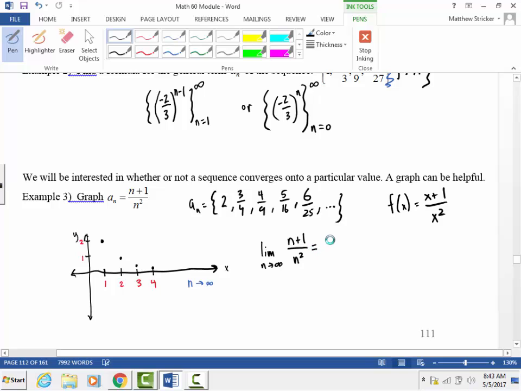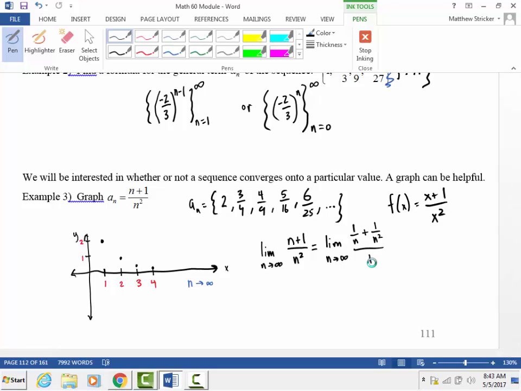And we could rewrite this then. If we divided everything by n squared, this would be 1 over n plus 1 over n squared. And then n squared over n squared is 1. You guys remember doing this? Yeah.